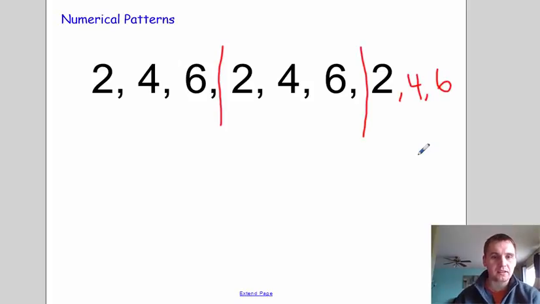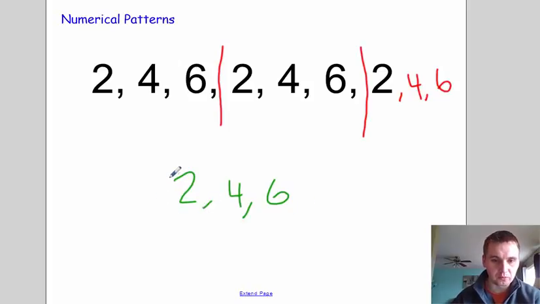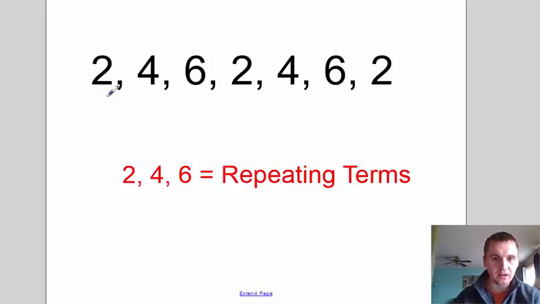So a question that you might be asked is, hey, what are the repeating terms? Well, the repeating terms aren't this whole thing. The repeating terms are just what is repeated. Well, what is repeated in this one? Our repeating terms are 2, 4, and 6. And when we write the repeating terms, we write each number with a comma in between. So you can see right here, our repeating terms for this exact pattern are 2, 4, and 6 with commas in between them.